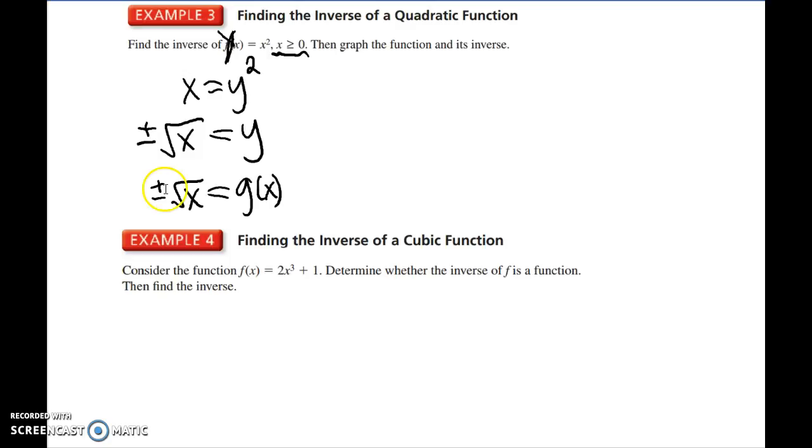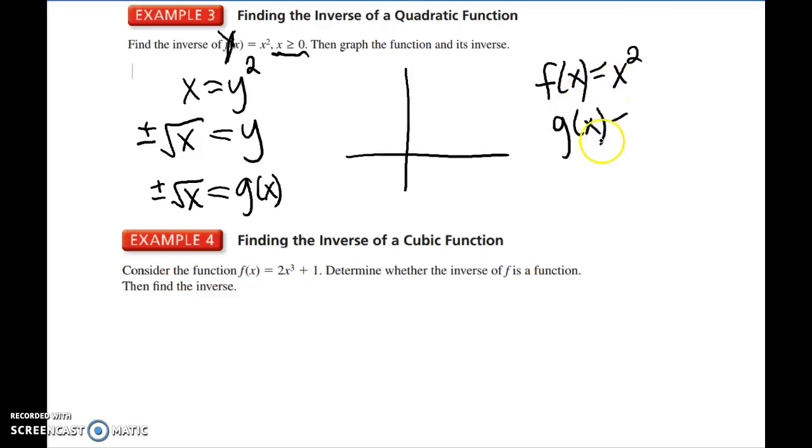This plus or minus is restricted by the domain, so we only need the square root of x because it's for x is greater than or equal to 0. So we only need the positive part of this. So if we graph this, my f of x is just x squared, and my g of x is the square root of x. We can get rid of that negative. I'm going to plot just a few points that I know. So 0, 0, 1, 1.